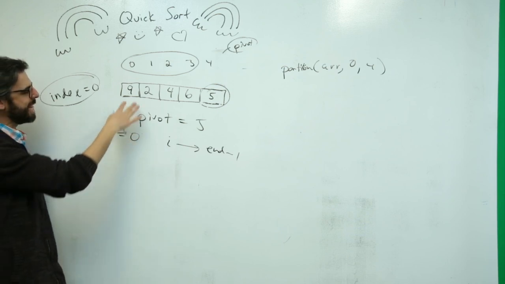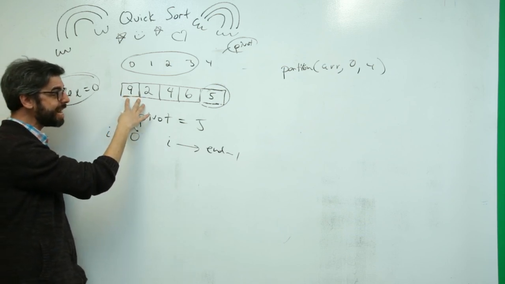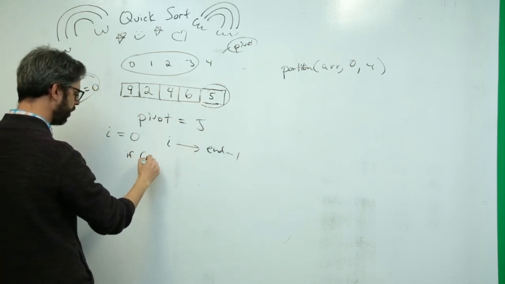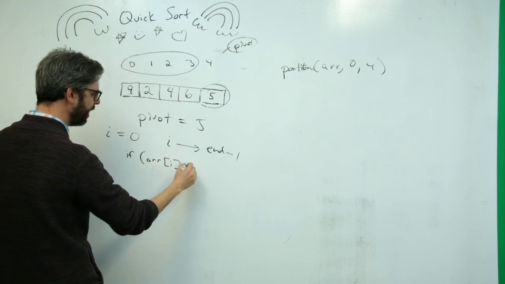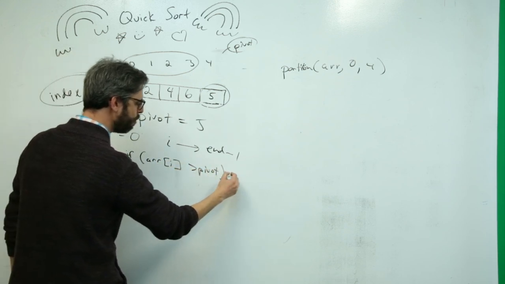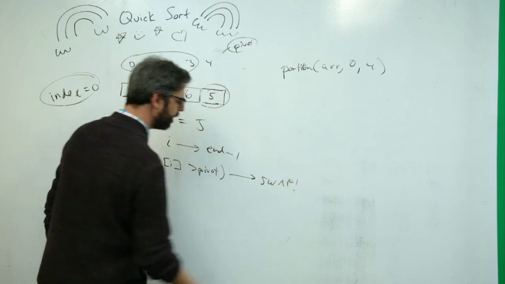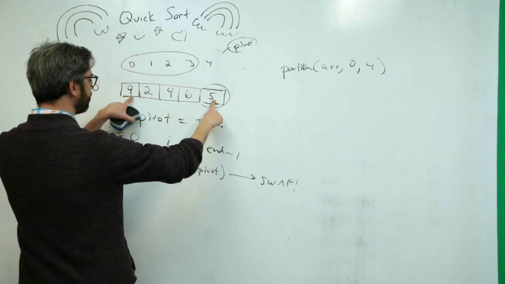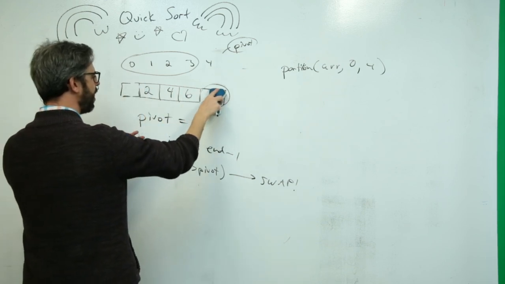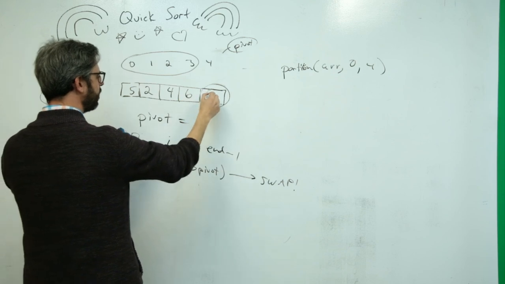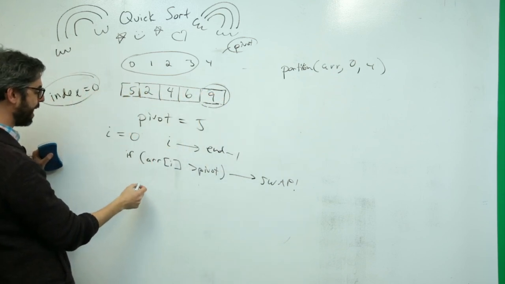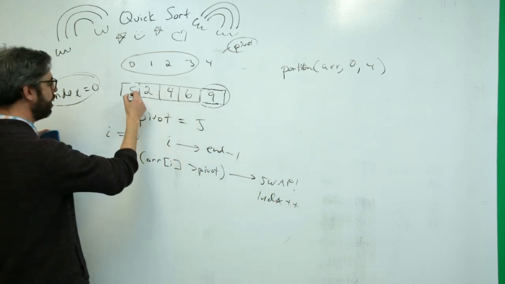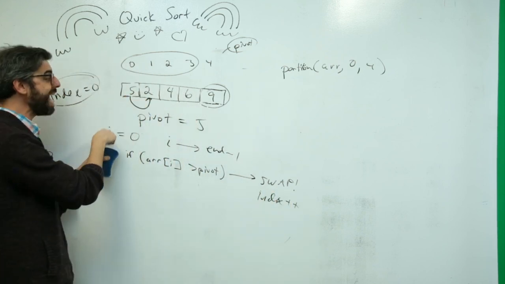Okay, so 9, is 9 greater than 5? Oh, it is. So I'm going to check if the array at index i is greater than the pivot, then what do I need to do? Swap. This is where I need to swap. I have a swap function from my bubble sort algorithm, and what swap does is it just swaps these two elements. So 5 goes over here. And then if I'm swapping, I also move that pivot index up by 1. So the pivot index moves up by 1, and i moves up by 1.